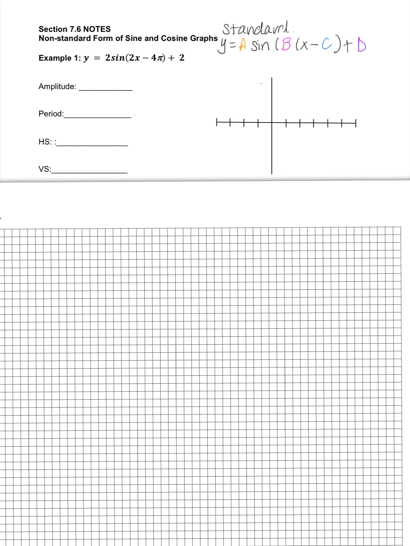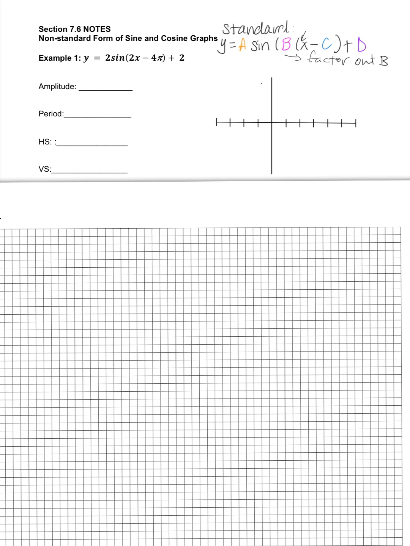We have B, which is our horizontal stretch, which helps with the period, not the phase shift, the period. C is the one that's our horizontal shift, that is our phase shift, and D is our vertical shift. Okay, one thing we got to remember, that B must be factored out. You have to factor out B. You want the coefficient of x to always be 1.